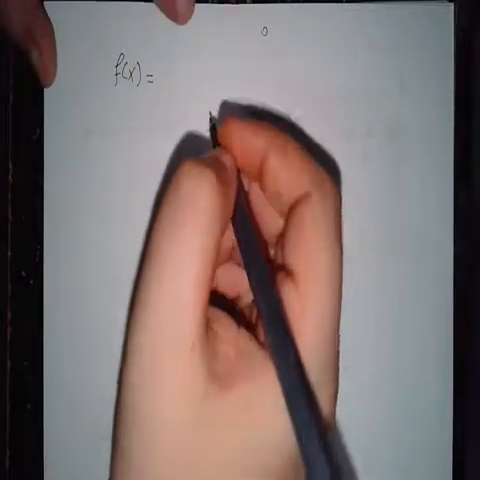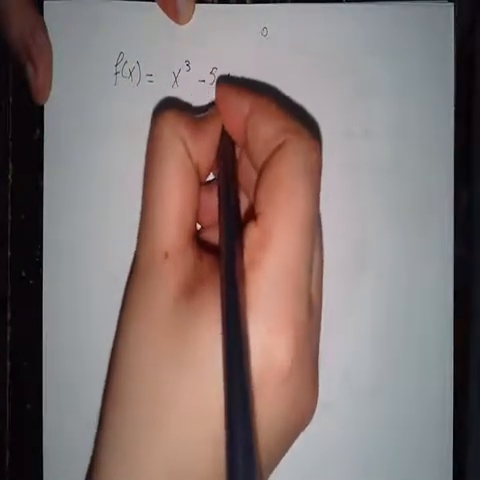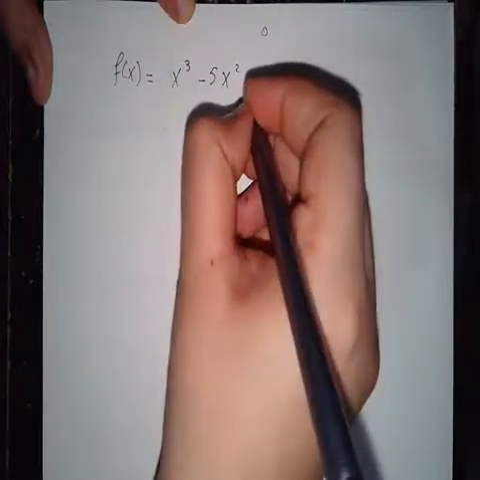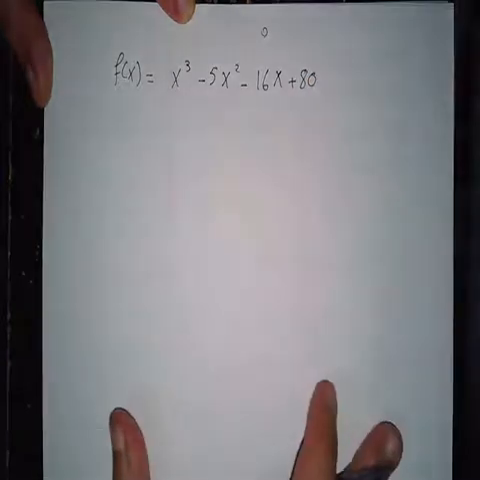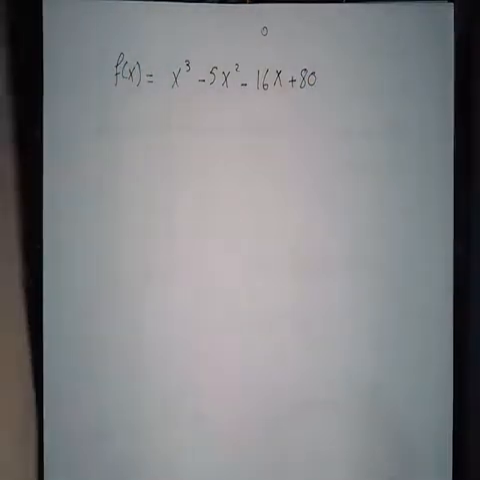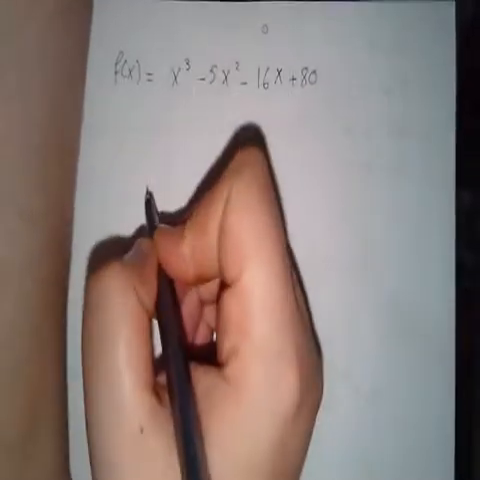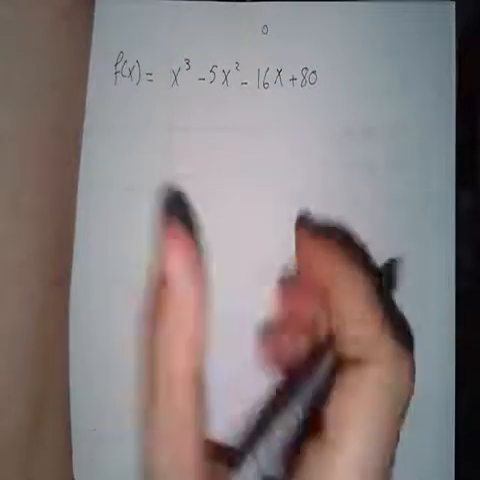F of x is what? Let's see. x to the third minus 5x squared minus 16x plus 80. Alright, so for this example, you have a polynomial to what degree? It's the third degree, and what I need you to do is give me the zeros of this function.